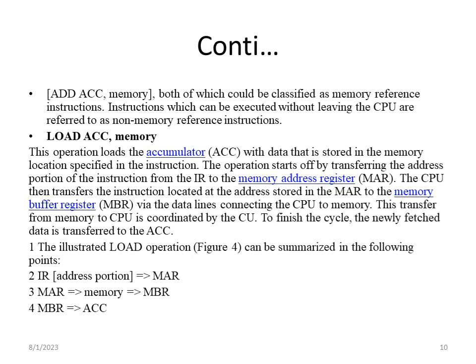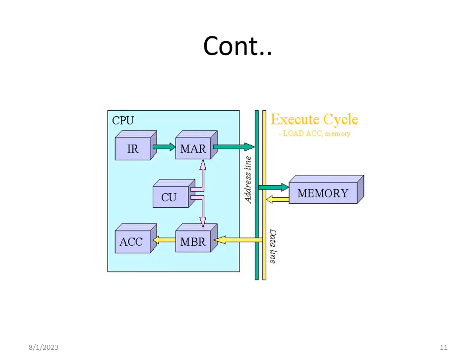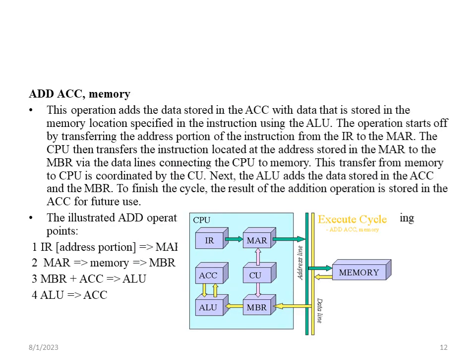Similarly, we can perform this for add. Whatever data is available in the memory space can be added with the accumulator. So this is the cycle: the CPU collects from the instruction register, then MAR, then control unit, then MBR and accumulator. And this is for ADD ACC. The same kind of things will happen for this also.